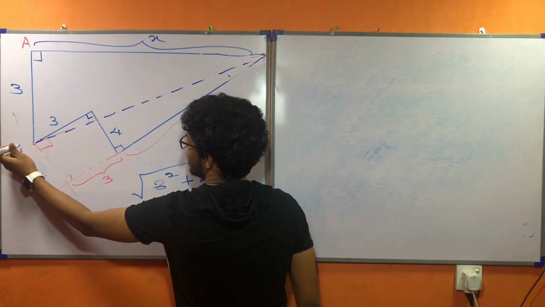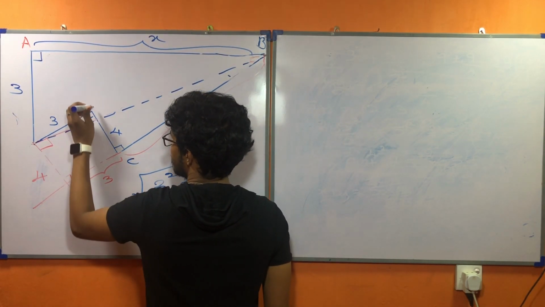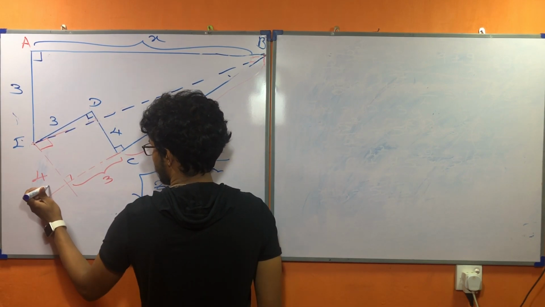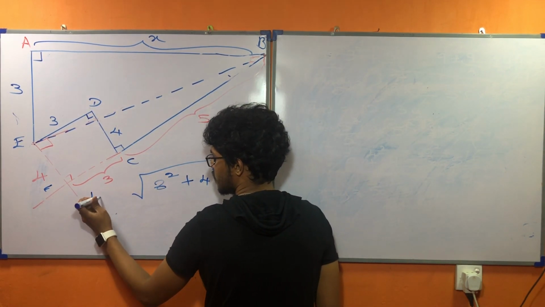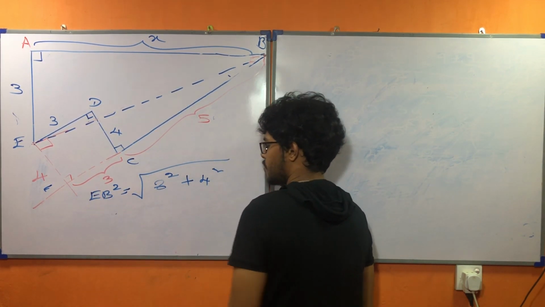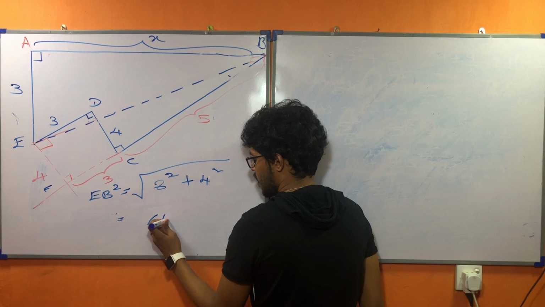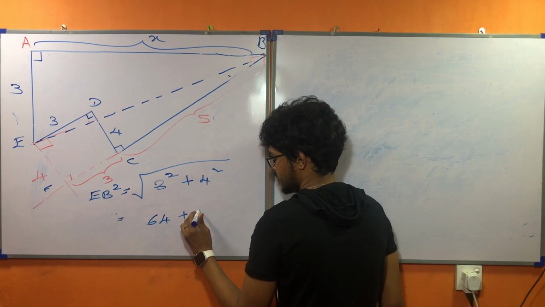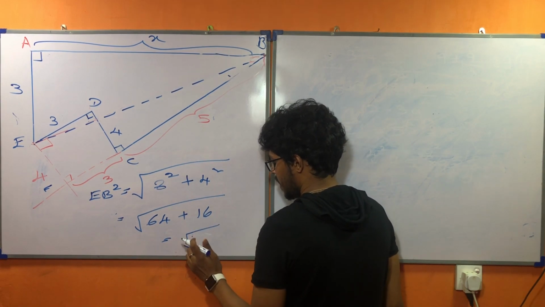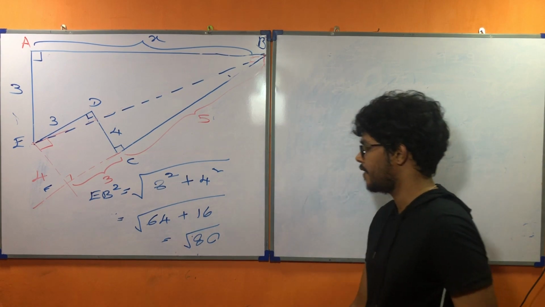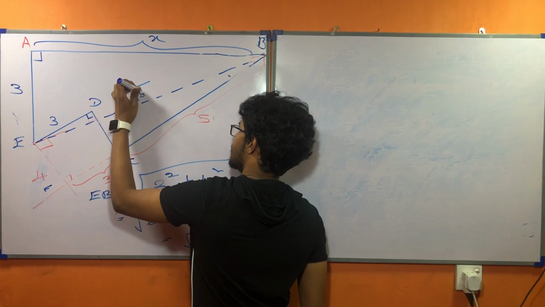Let me name the points A, B, C, D, E, and F. So what is this? This is going to be EB. EB squared is going to be 8 squared plus 4 squared. 8 squared is 64 and 4 squared is 16, so EB is going to be the square root of 80. Now we know this length is square root of 80.